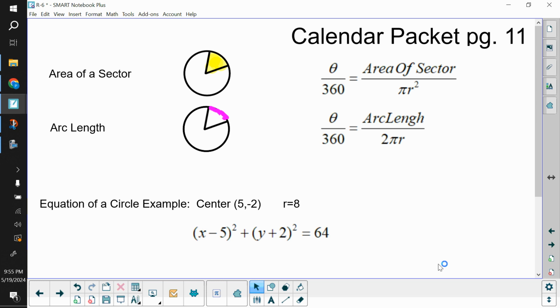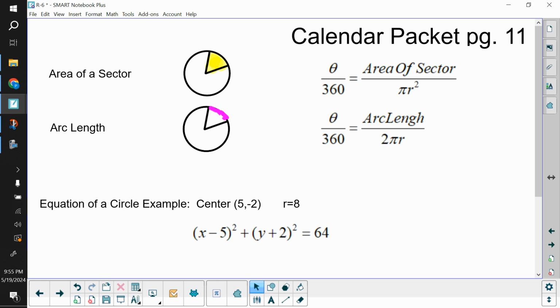So first thing from the circles unit is our area of a sector and arc length formulas. We have those given there. Usually for area of the sector we just put an A there, and for arc length we put an L there. The theta in the top left represents the central angle degree value. And then under area of the sector you had pi r squared, arc length you have 2 pi r.